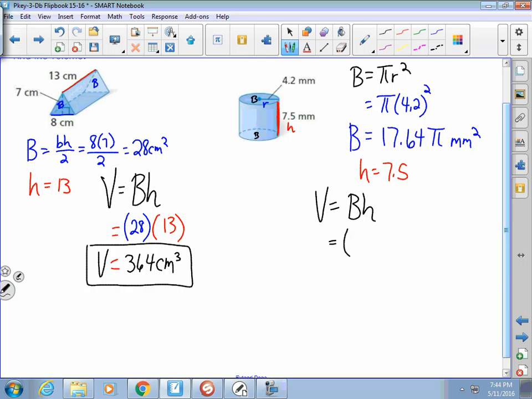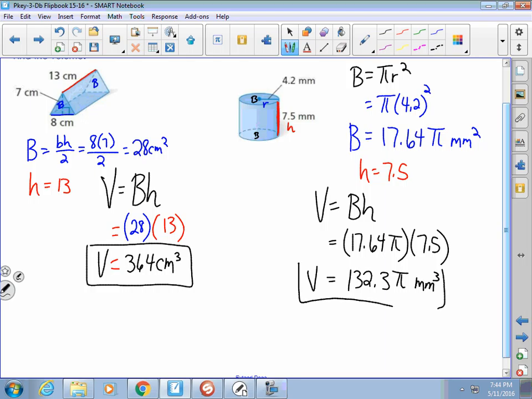So when we solve for the volume, our formula is B H, area of the base times the height. So we're going to substitute. Our B is our 17.64 pi, and our height is our 7.5. We're going to keep pi in our answer, remember? So we're just going to multiply the numbers, the 17.64 times our 7.5, and we're going to get a decimal answer. We're going to keep that decimal answer. This is 132.3 pi, and then we put millimeters cubed. Okay? And that was our volume.